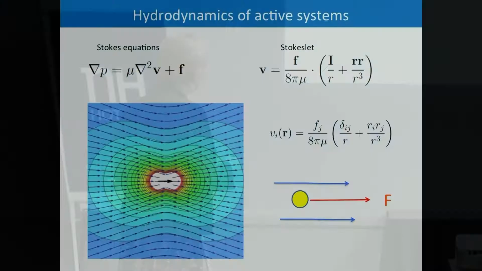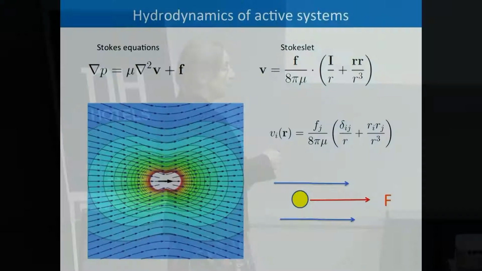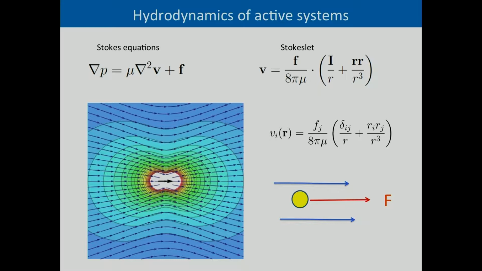Okay, so these are the equations we have to solve. These are Stokes equations. Gradient of pressure is viscosity del squared V plus F. If there is a point force in the fluid, or if you're an experimentalist, if you have a tiny colloid and you're pulling it through the fluid, same story, okay, then you can work out the velocity due to that point force at the origin, force of magnitude F at the origin.